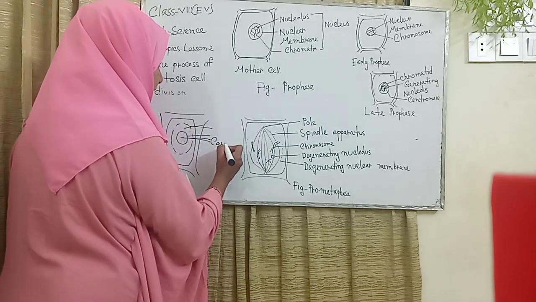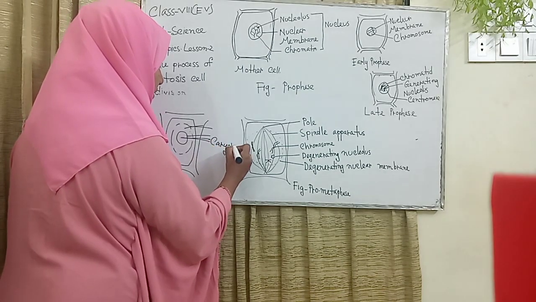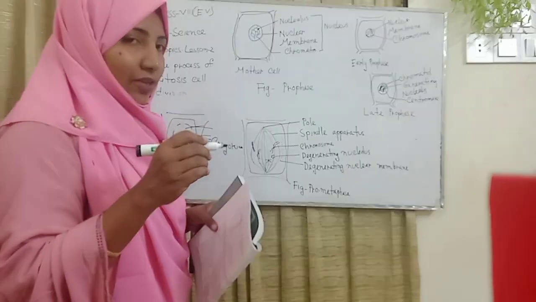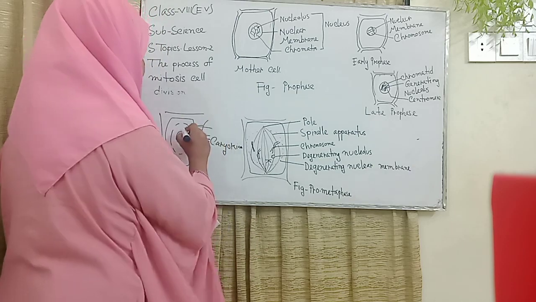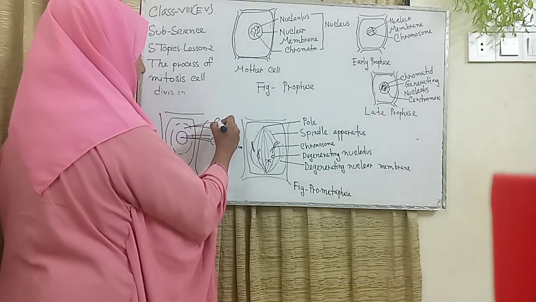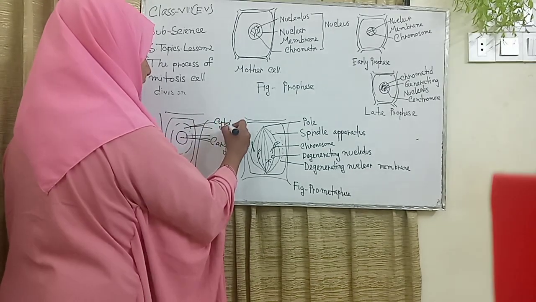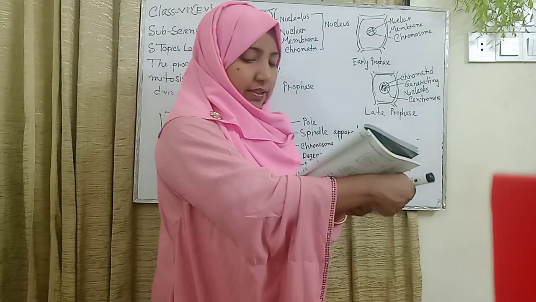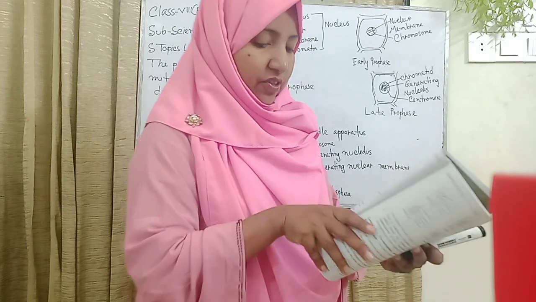karyo, C-A-R-Y-O, karyokinesis. And when the cytoplasm divides, the name is cytokinesis. Now, the division: cytokinesis and karyokinesis.